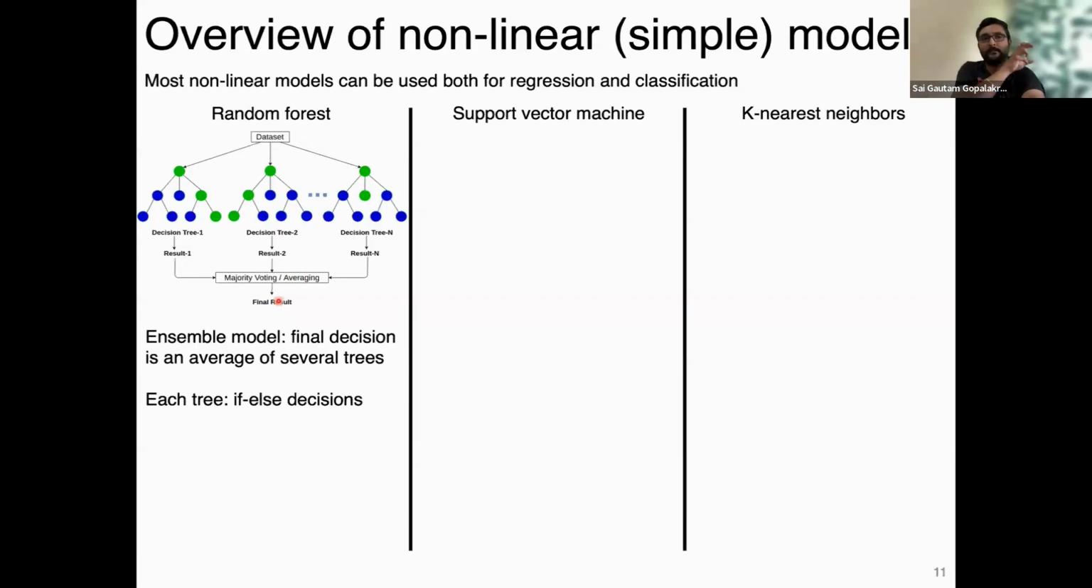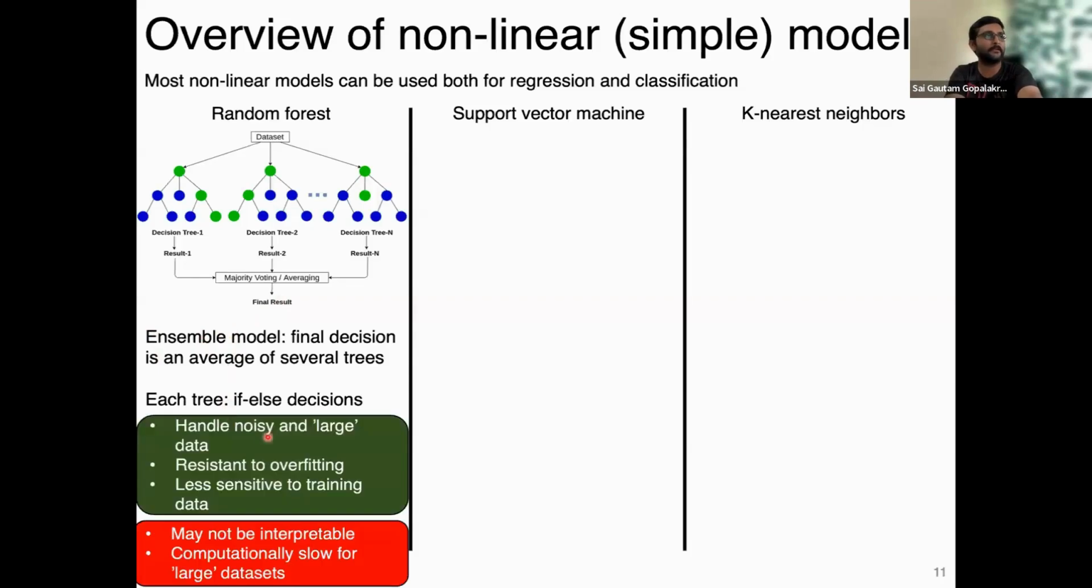So what is this data point corresponding to? This is an example of an ensemble model. Again, each tree has if-else conditions, and there are some pros and cons to using a random forest model. I'm not going to talk through the pros and cons, but you can have a read while I talk about the other models.